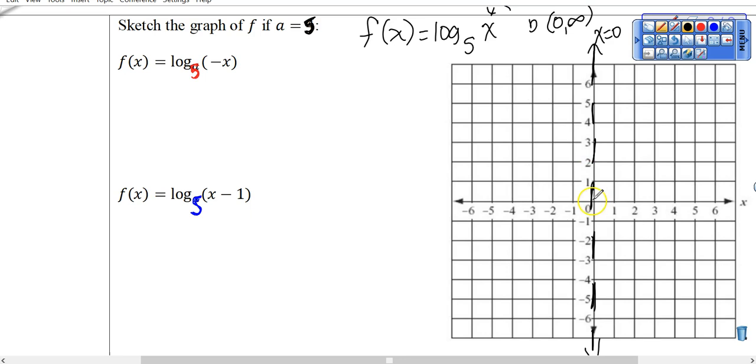So what points I want to do are 1 over the base, so 1/5, -1, 1, 0, and the base 5, 1. So you can see that that would be the parent function for all log base 5s.